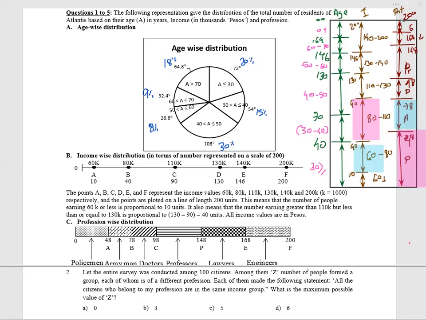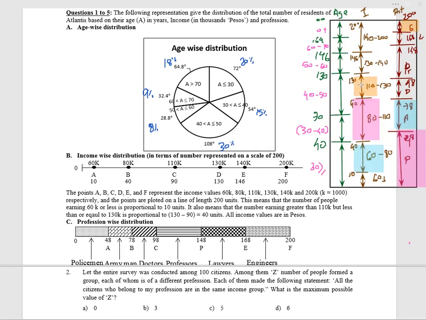Now, what about the engineers? 168 to 200. Let me use a separate color. Yellow for engineers. 32 people in engineer. And I can easily place it inside this region, because this has a capacity of 40, 90 to 130. 3 already placed.